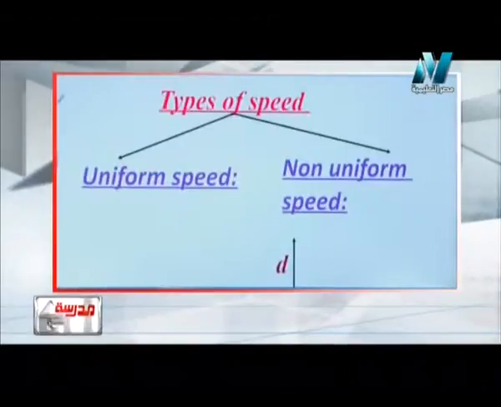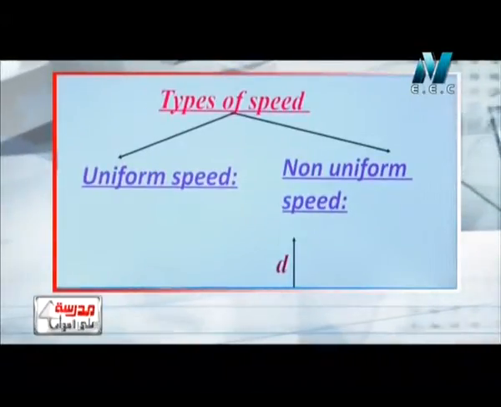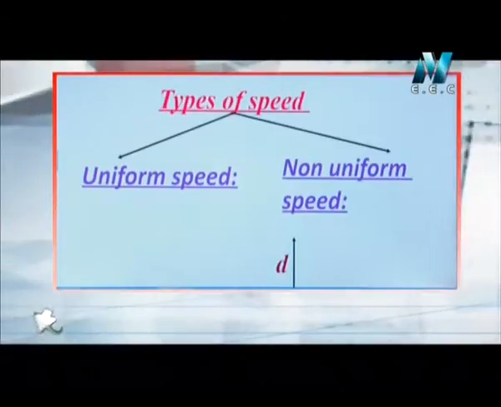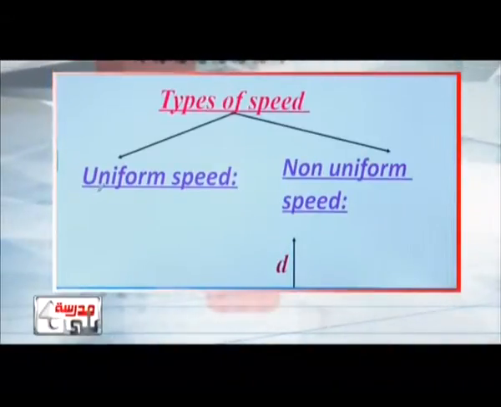Next point in this lesson: types of speed. Types of speed is very, very important because when we deal with speed, we must know that there are different types of speed. We will deal with uniform speed and non-uniform speed. So now we will compare between the two types, uniform and non-uniform speed.